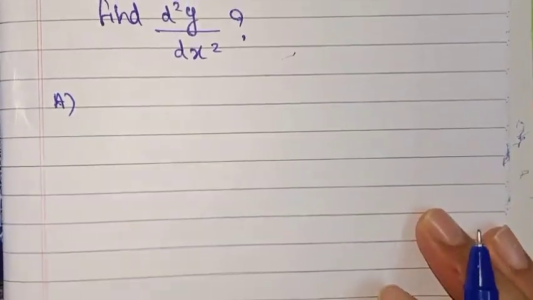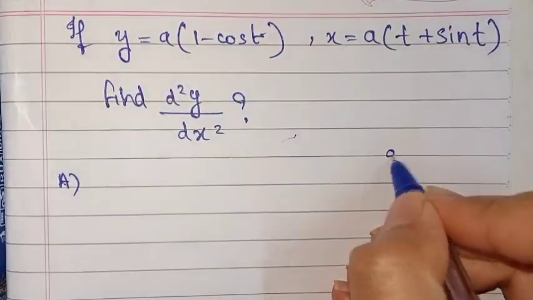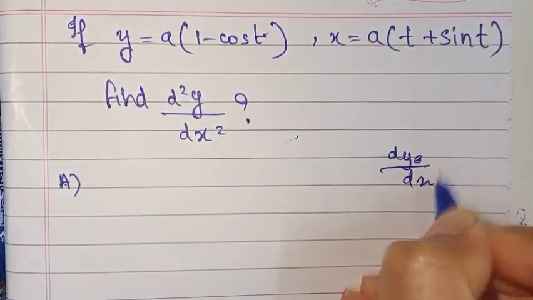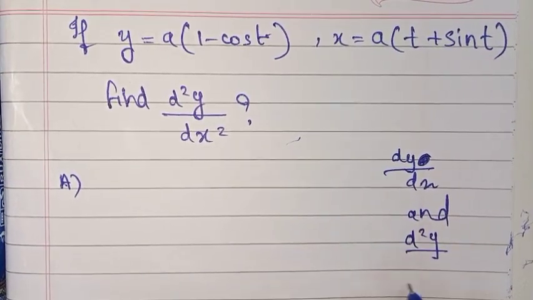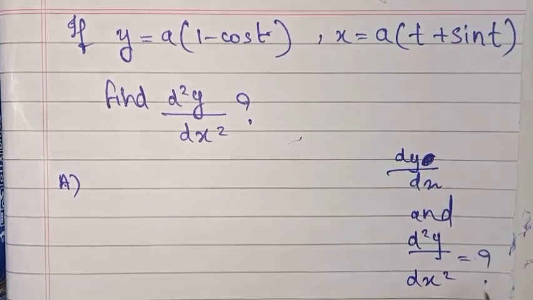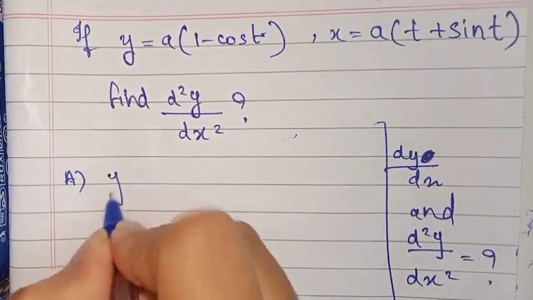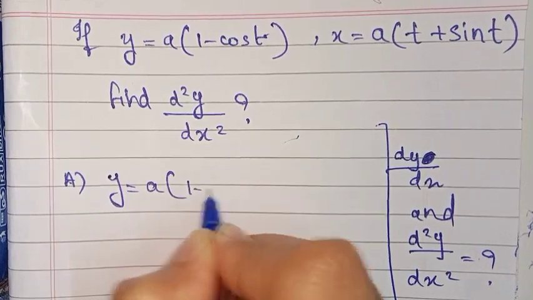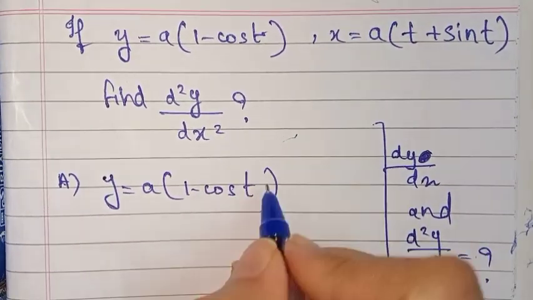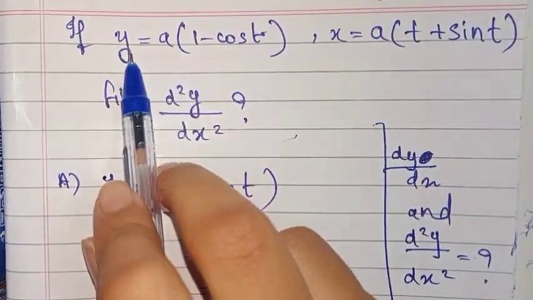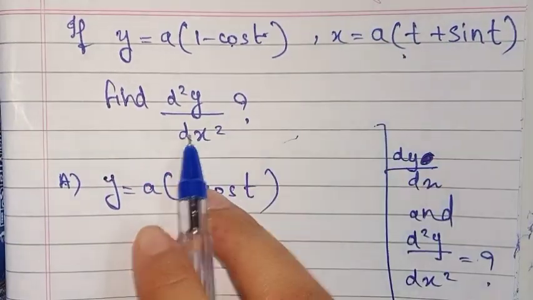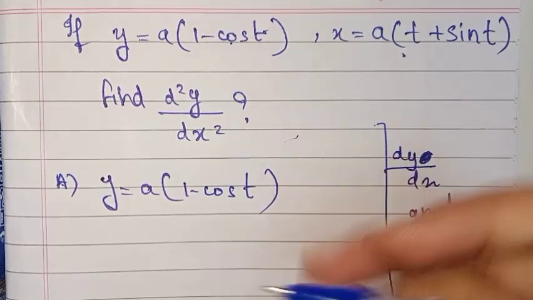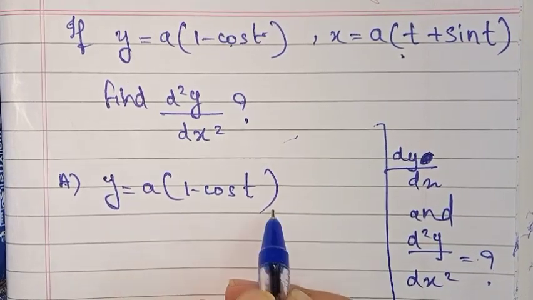So first of all, here we have to find dy by dx, and in the next step we have to find d square y by dx square. So first of all, write down what is y and what is x. We have seen that the values of y and x are in terms of t, so we have to differentiate in terms of t and then we will divide it. So y is equal to a into 1 minus cos t.